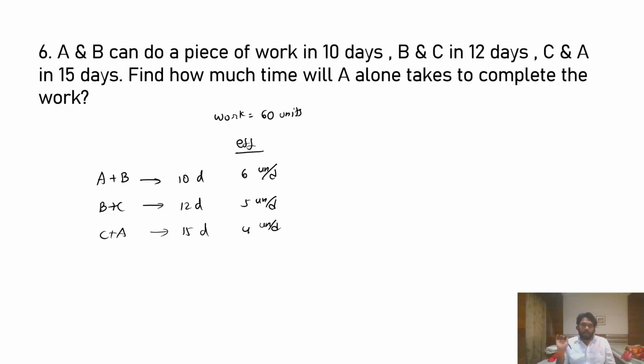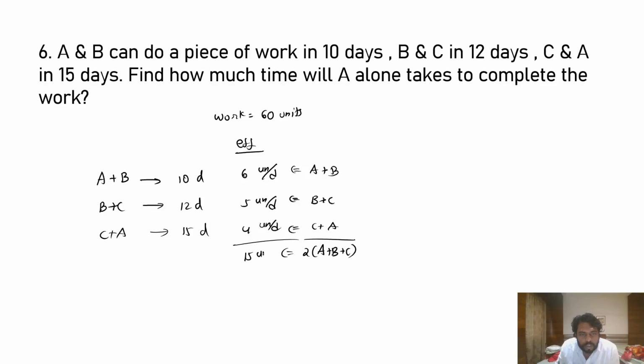Now try to understand: A and B combined 6 units, B and C combined 5 units, C and A combined 4 units. What if I add all of this? You'll get A 2 times, B 2 times, C 2 times. Then can I say twice the efficiency of A, B and C is nothing but 6 plus 5 plus 4, which is 15 units per day? Then the actual efficiency is 15 by 2, 7.5 units per day.